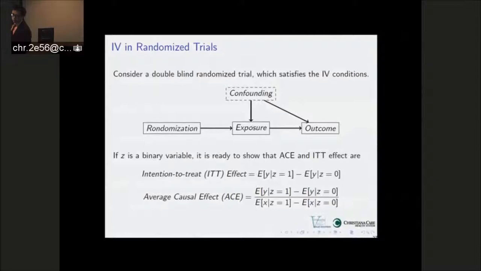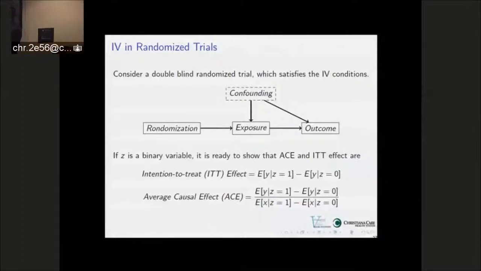We have some confounding. This confounding could affect the exposure and affect the outcome at the same time. If we would like to estimate the effect from exposure to the outcome, we cannot estimate it directly. This confounding jeopardizes this effect. However, we have a randomization variable here. This variable looks like it satisfies all the conditions I introduced before for the instrumental variable.